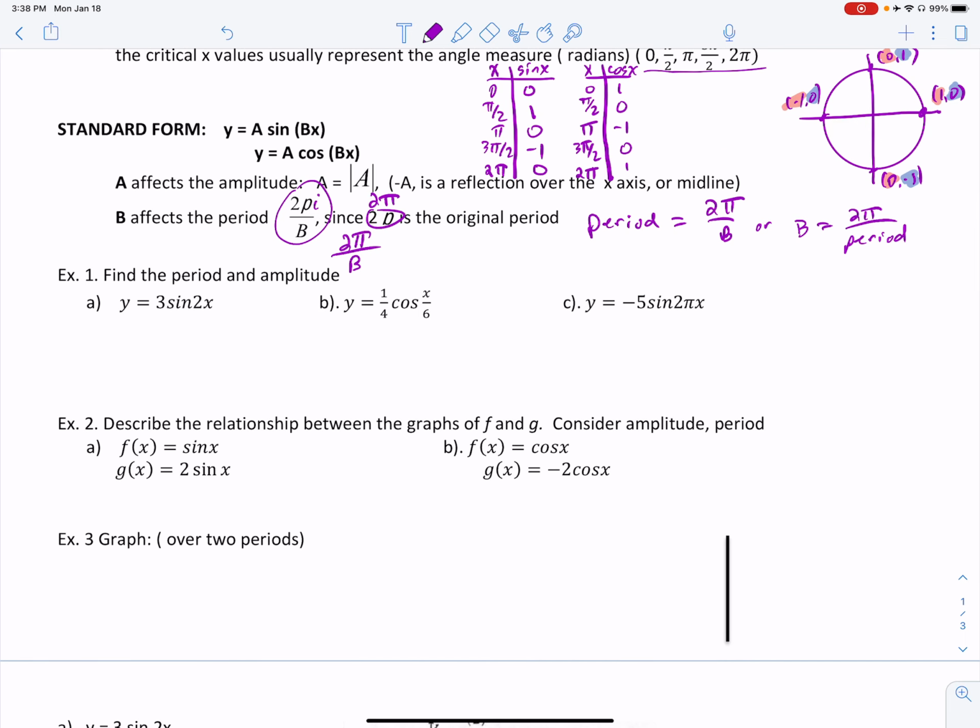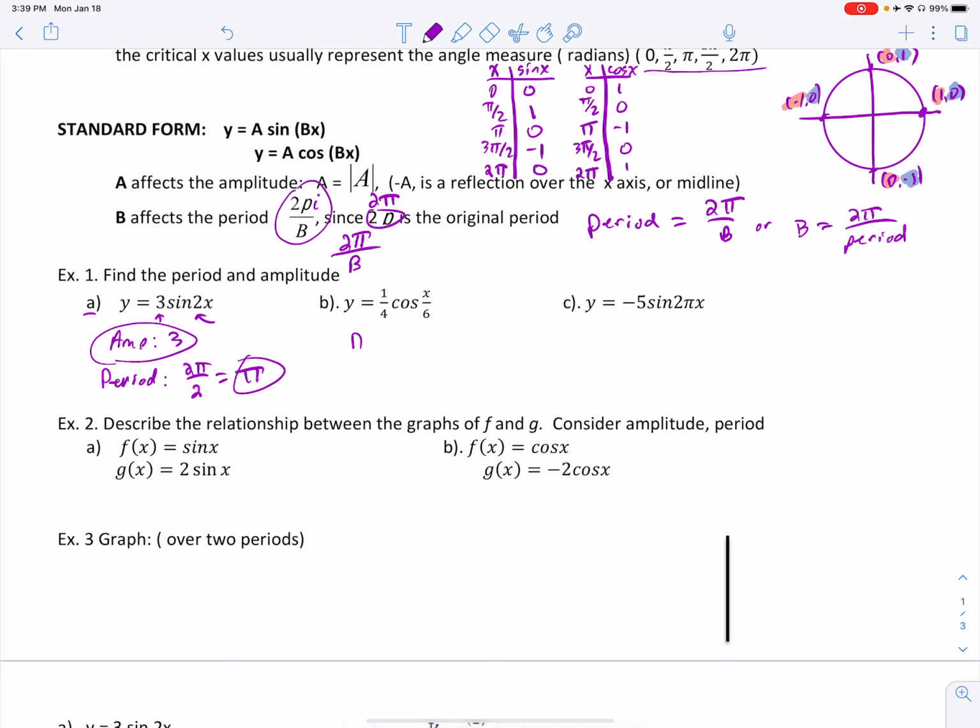All right, and so some of the problems will be as simple as finding the period and the amplitude. And so on A, the amplitude is the absolute value of A, and this A is 3. So the amplitude is just 3. And the period is 2 pi divided by B, and B is 2. So the period of this is pi. So the amplitude is 3 and the period is pi.